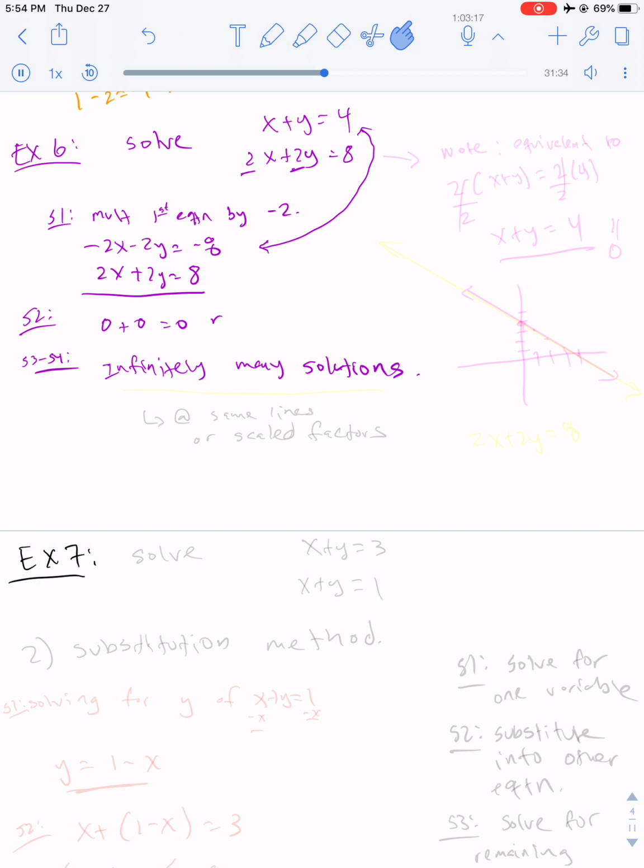Well, why does that mean infinitely many solutions? If you notice the second equation, let me do it in pink. Note, this second equation is equivalent to 2 times x plus y, which is equal to 2 times 4. If I divide both sides by 2, I'll get x plus y equals 4, which is technically the same equation as the first one.